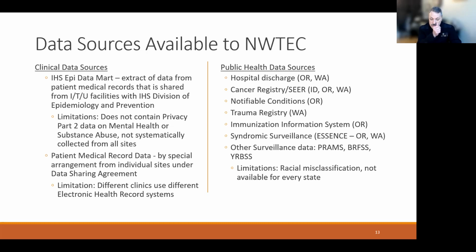One of the data sources that we have access to is the IHS Epidemiology, and all of the tribal epicenters have data through this system. But one of the recent limitations to that data is that it does not contain privacy part 2 data on substance abuse. And the data that gets entered into this Epidemiology is not systematically collected from all the sites. In addition, we can access patient medical record data held by tribes and IHS sites when we have established data sharing agreements in place between the tribes and the epicenter. The biggest limitation to accessing this kind of clinical data is that not every site is using the same type of electronic health record, and not every site has in-house capability for generating the kind of public health data that we would like to be able to use.